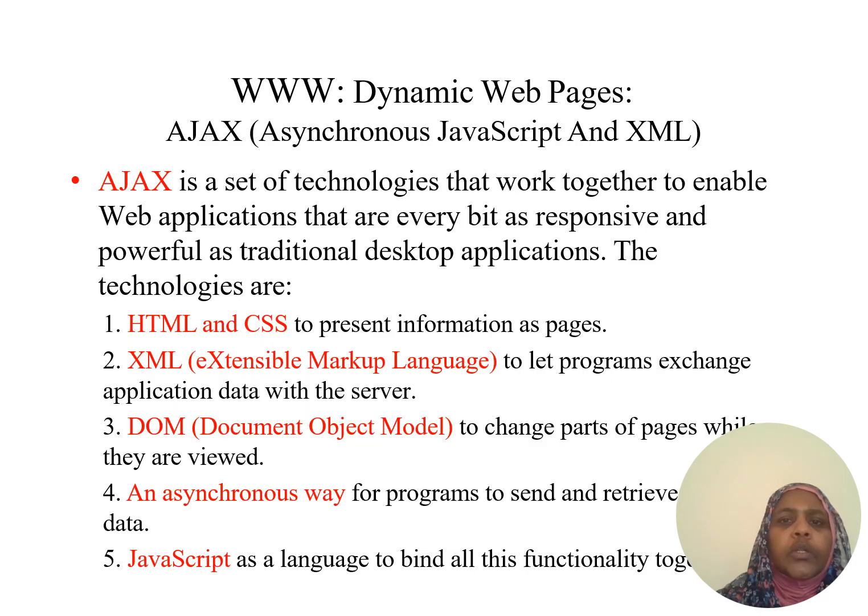Ajax is a set of technologies that work together to enable web applications that are very responsive and as powerful as traditional desktop applications. The technologies are HTML and CSS, XML, Extensible Markup Language, DOM, Document Object Model, and an asynchronous way for the programs to send and receive data, with JavaScript to bind all these technologies together.